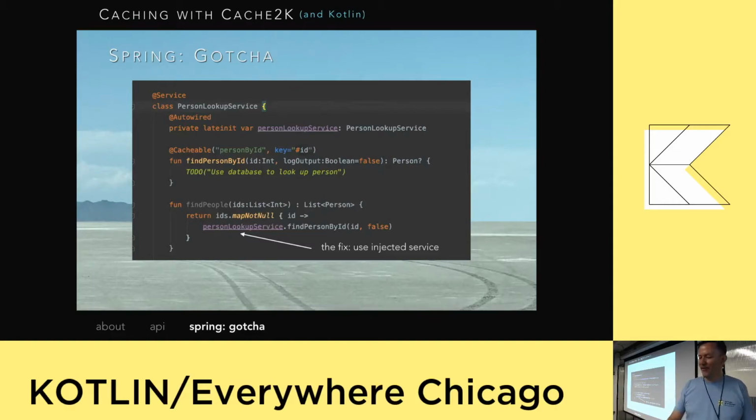Is it the most elegant solution? No. But there are other ways to do this. You can structure your code differently so that you're not doing this sort of cache lookup inside the service to itself. But that is the easiest way to fix the problem, I guess.